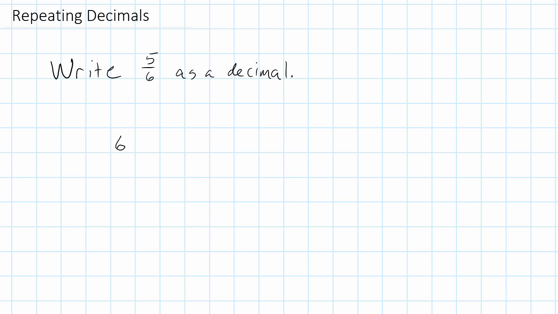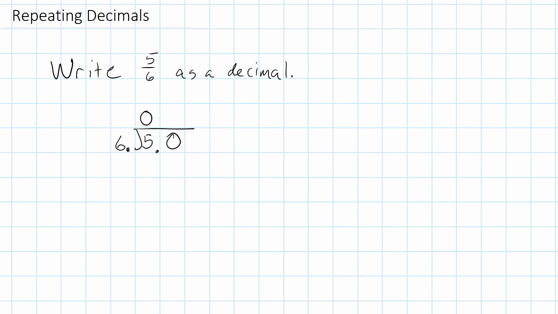We're going to set that up as decimal division, right? With the 5 inside, the 6 outside. Of course, 6 doesn't go into 5 at all, so we'll add a 0 right away. So far, so good.